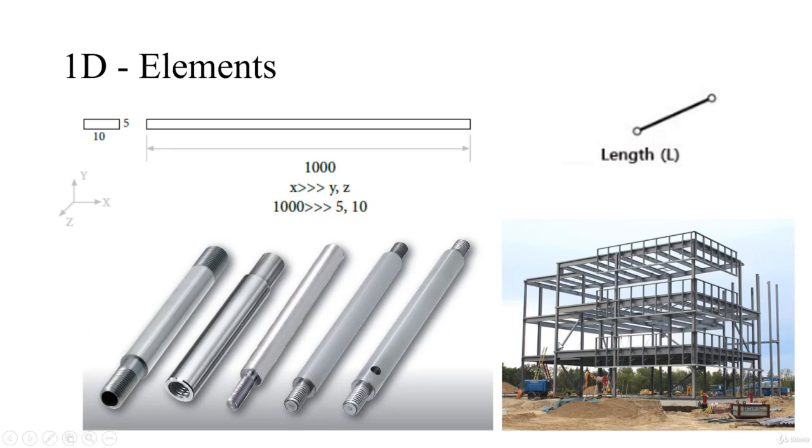Here is an example of a body where this length is 1000 mm, but the dimensions width and height are 10 by 5. So this 10 and 5 are very small when compared to this length. Such types of geometries can be idealized with 1D elements. For example, see here, there is a long shaft. This particular shaft can be analyzed using 1D elements. Likewise, if you have frames, steel frames or steel structures like this, you can idealize them in the form of a 1D beam, and you can analyze using 1D elements only.